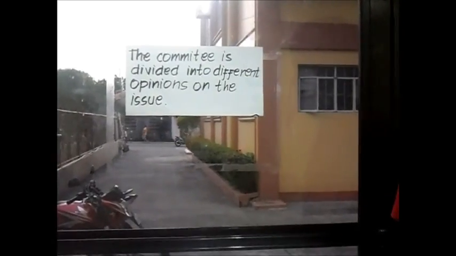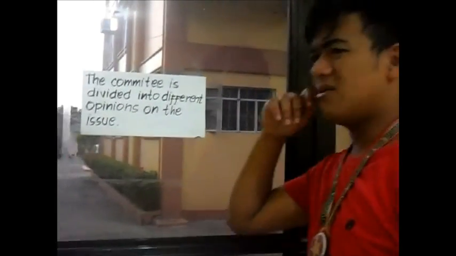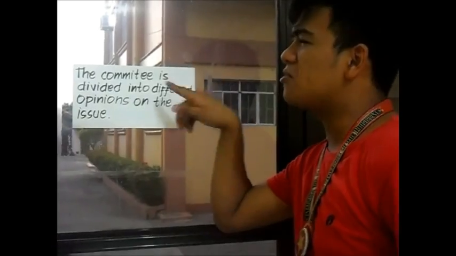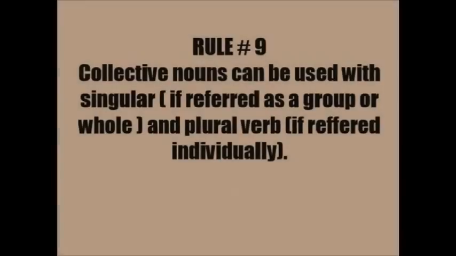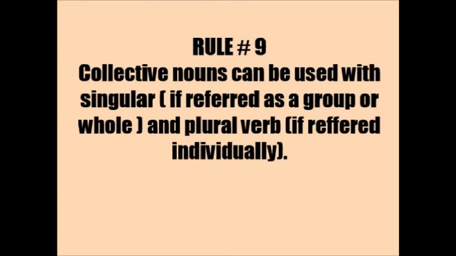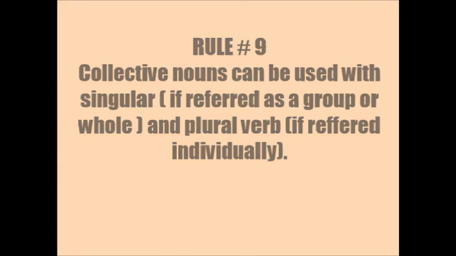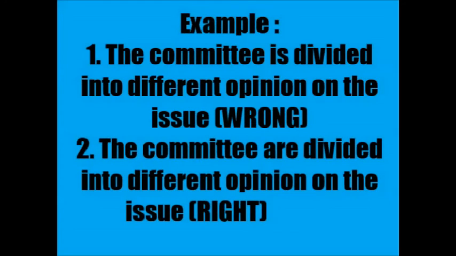The committee is divided into different opinions on the issue. Wait, I think there's something wrong with this. I remember. Rule number 9. Collective nouns can be used with a singular verb if referred to as a group or whole, and a plural verb if referred to individually. For example, in this sentence, the subject is committee. Since committee is referred to individually, we should use the verb are.